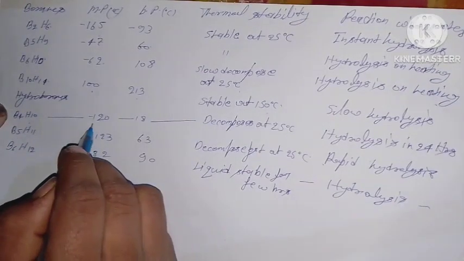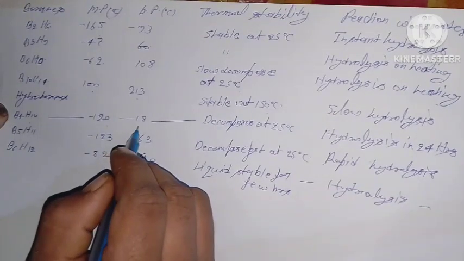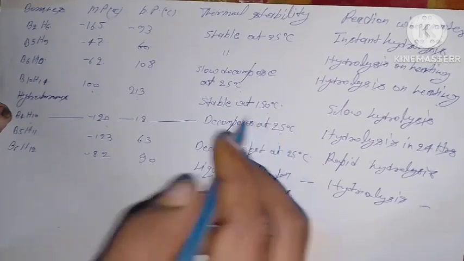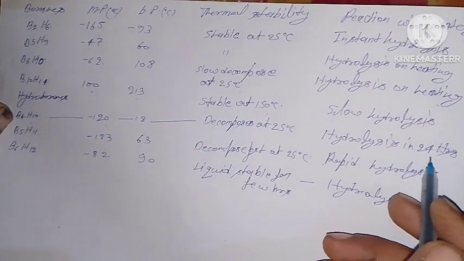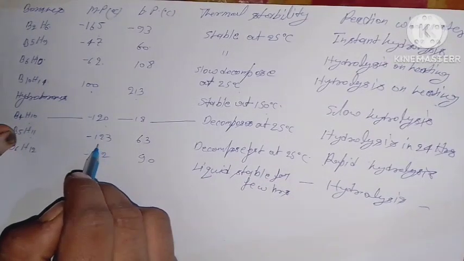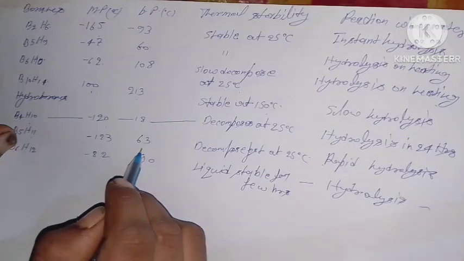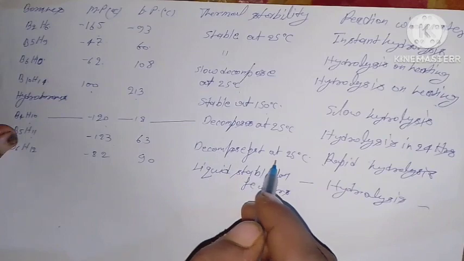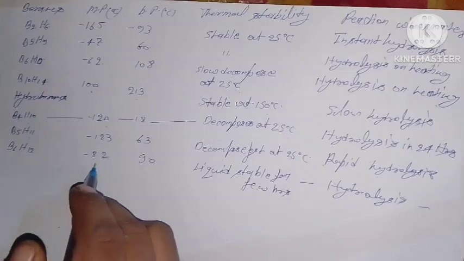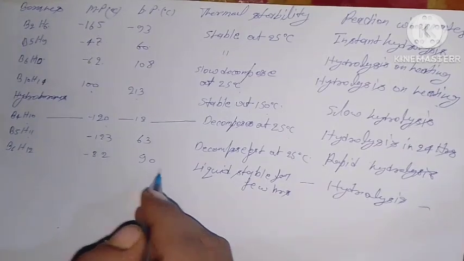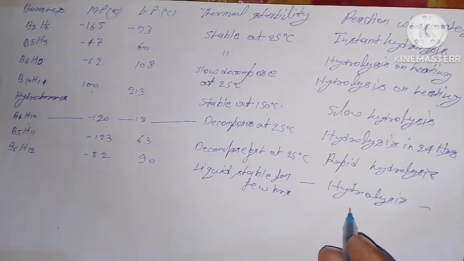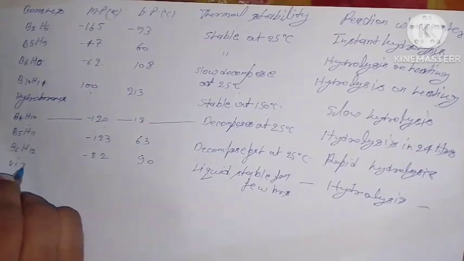Hydroboranes. B4H10: melting point minus 120 degrees Celsius, boiling point 80 degrees Celsius, decomposed at 25 degrees Celsius, hydrolysis in 24 hours. Okay, and B5H11: melting point minus 123 degrees Celsius, boiling point 63 degrees Celsius, decomposed at 25 degrees Celsius, rapid hydrolysis. B6H12: melting point minus 82 degrees Celsius, boiling point 90 degrees Celsius, liquid, stable for a few hours, and reaction with water: hydrolysis.